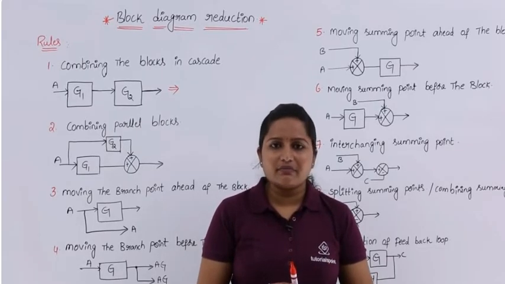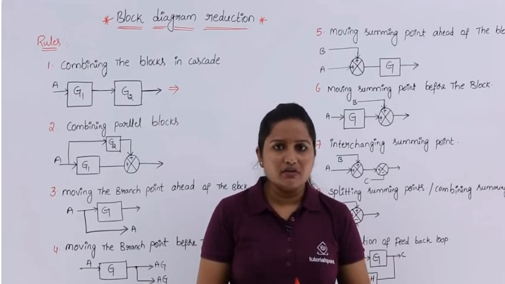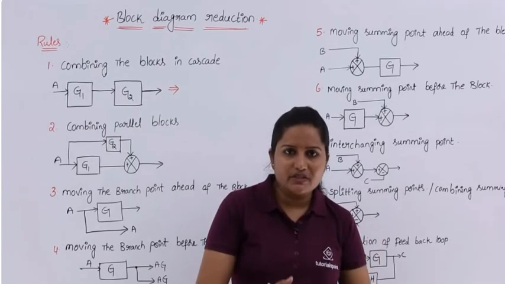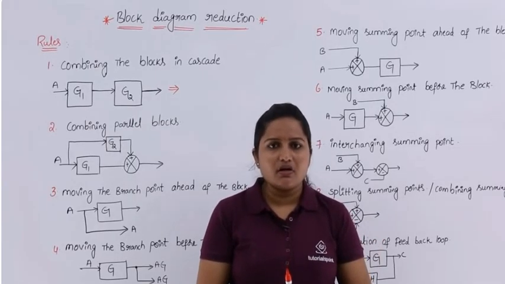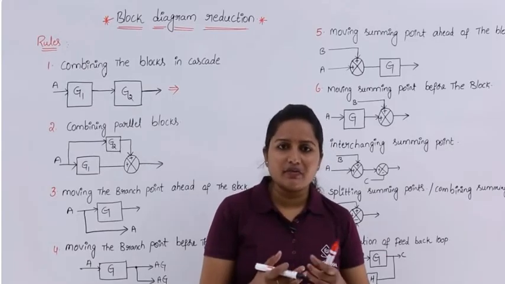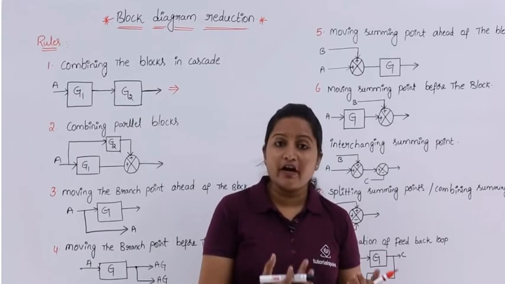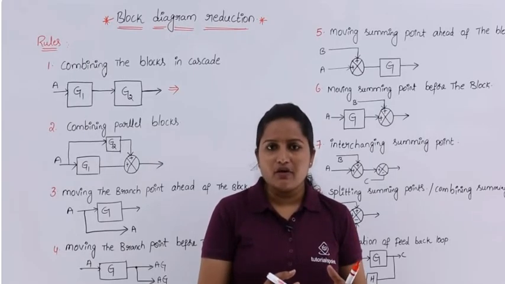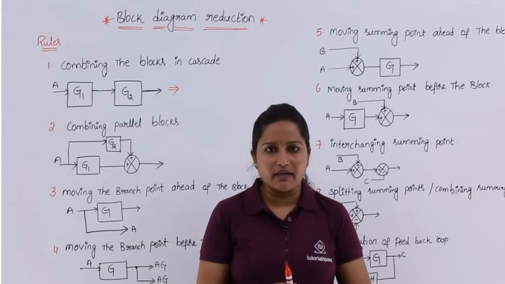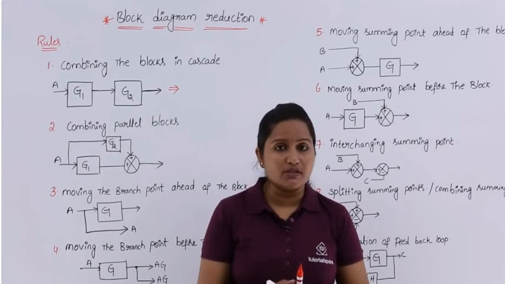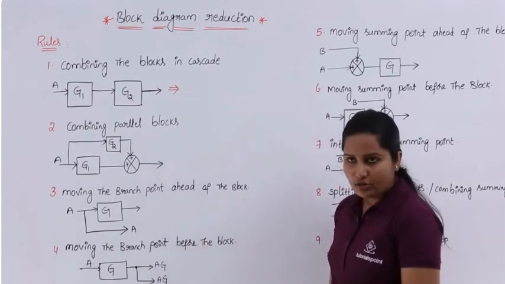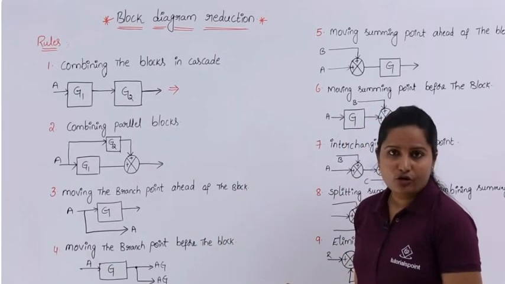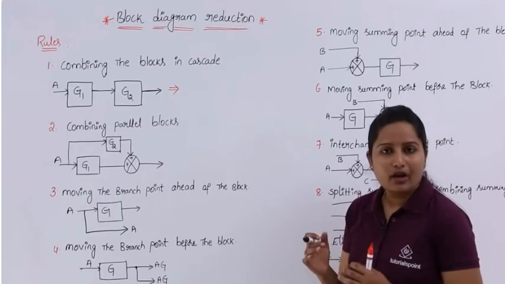Reducing the block diagram is better because we can reduce the complexity of the structure, find the transfer function easily, and find the gain easily. For all these purposes we are going to reduce our block diagram, but we need to follow some rules. These are some important rules that we must follow when reducing the block diagram.